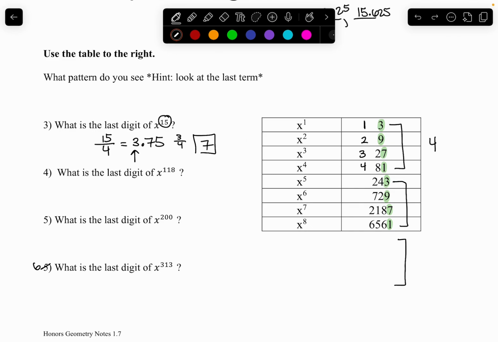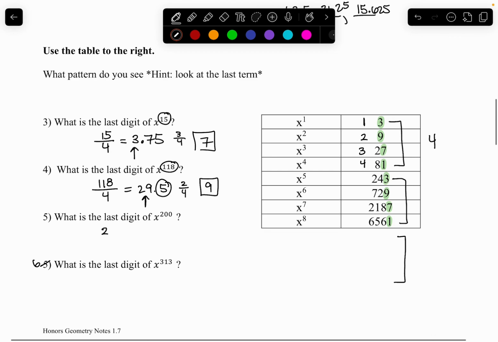Let's do it again. Let's look at 118. So we're going to take 118 and divide it by the total number of items within my pattern, which is 4. We've got 118 divided by 4, and that's going to get me 29.5. That means that I'm going to make it 29 ways through my pattern totally. This 0.5 is what I have left over. Now, 0.5 is 1/2, but for us, it's going to be more helpful to say that it's 2/4. Well, 2/4 is here. So my ending number would be 9. My ending digit would be 9.